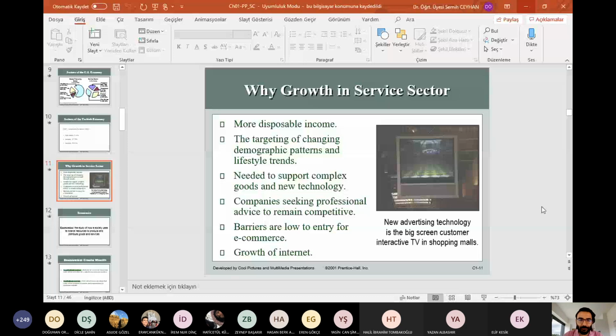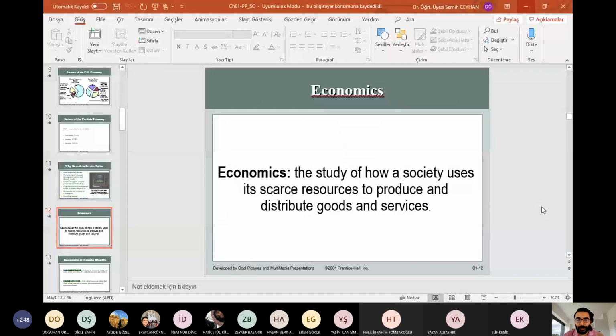And then the lifestyle actually is changing. People want to go and spend their time in some cafes, restaurants, shopping malls, or they want to go to the cinema or have leisure time. These all belong to the service sector, okay? It's related to service, and it's growing. They demand it. So what about economics?